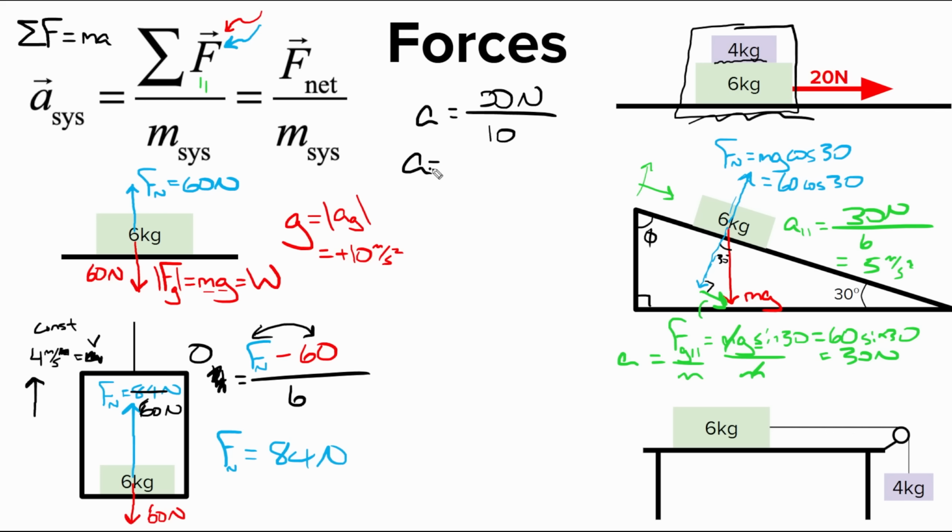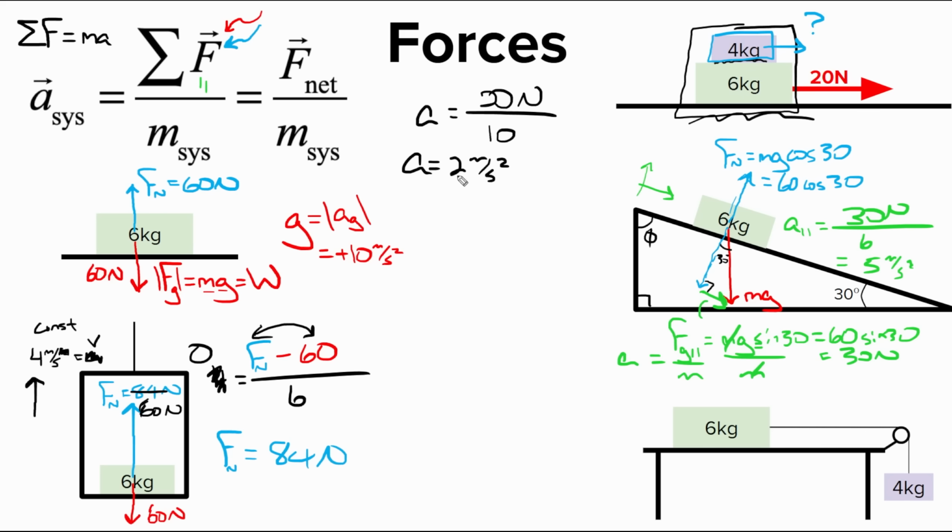So my acceleration of that system would be 2 meters per second squared. Now you could ask about internal forces if you wanted. You could be like, well, okay, what's the force that the 6 exerts on the 4? Clearly the 6 has to be dragging the 4 along with it. The 6 exerting a force on the 4 forward. How do I figure out what that force is?